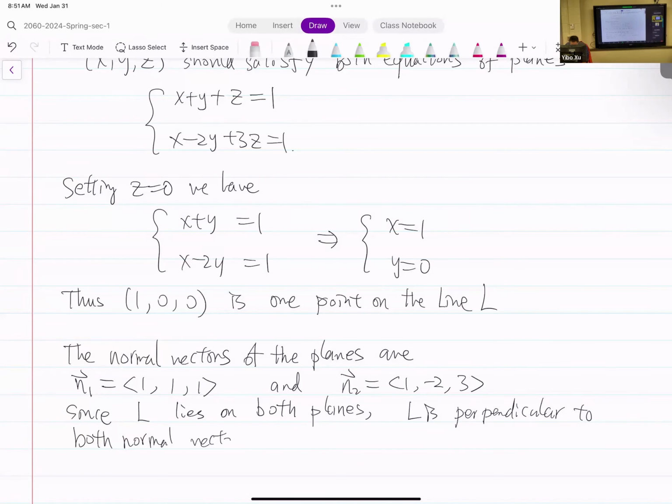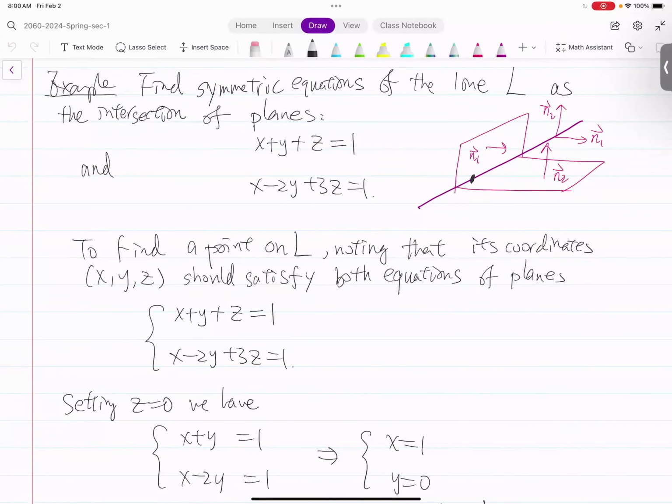And hence, L is parallel to the cross product of N1 and N2. Okay. So basically here, we want to get the symmetric equation. So we want to get one point. So this is a figure that I have sketched on the right hand side of the problem.